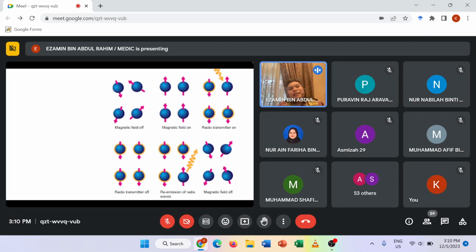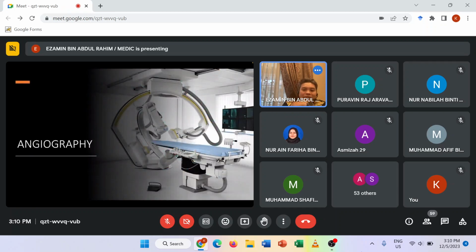And during the pause, the transmitter is actually off, and the energy tries to relax back and re-emit the radio wave. So within that split second, there are already one or two images. You understand what I'm saying? Okay. Understand? If you understand, just go with it. Alright.